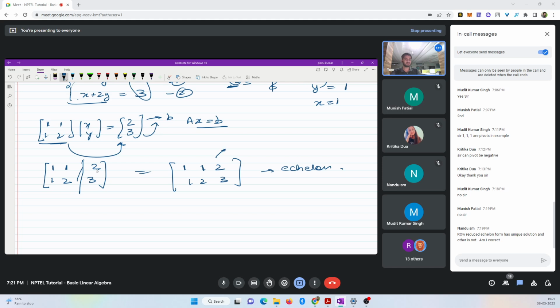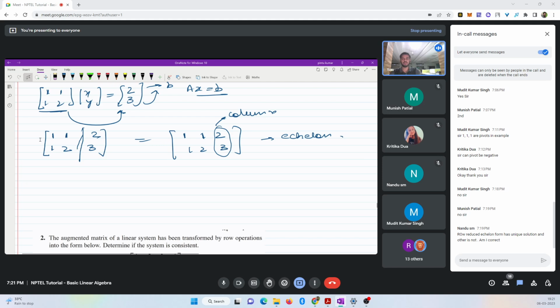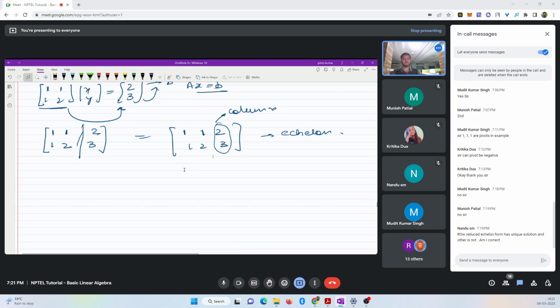Remember that the last column that you have is the right hand side of your system of equations. Let's say we wanted to do this by row echelon form. Now we want to reduce it to row echelon form, right? So we'll subtract. This is the same as the elimination method, but just in matrix form. Now R2 goes to R2 minus R1. This will give you a matrix 1, 1, 2, 0, 1, 1. So you have got the row echelon form.